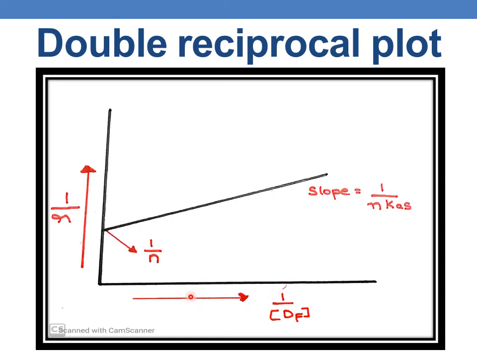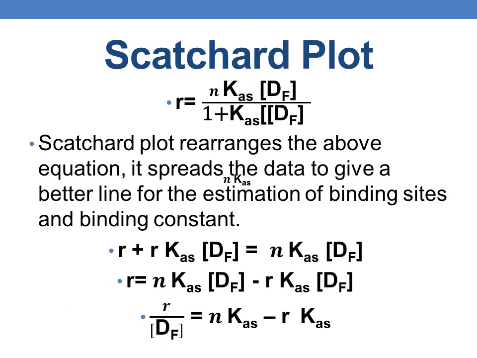Now, when we talk about the equilibrium constant, we all know Ks, or the equilibrium constant, is equal to [PD]/([Pf][Df]). And if we rearrange the equation, now coming to the third graph, that is Scatchard's plot. Scatchard's plot rearranges the R equation in such a way that it spreads the data to give a better line for estimation of binding sites and binding constant.